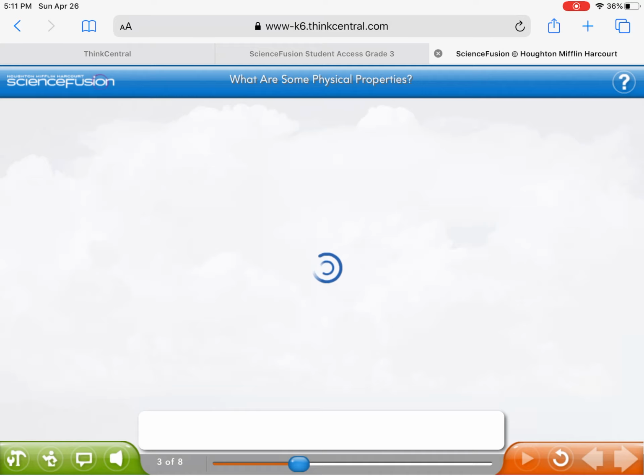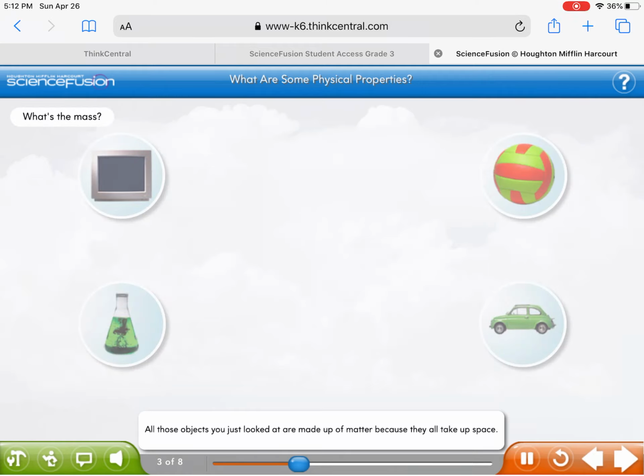All those objects you just looked at are made up of matter because they all take up space. When you sorted the objects, you used their physical properties. You can observe or measure physical properties without changing the matter. Mass is the amount of matter in an object. It is a physical property that can be measured. You use a balance to measure mass. Click an image to find out more.